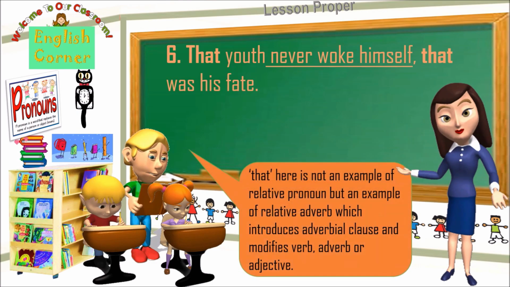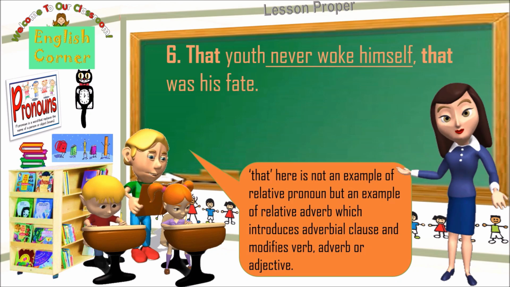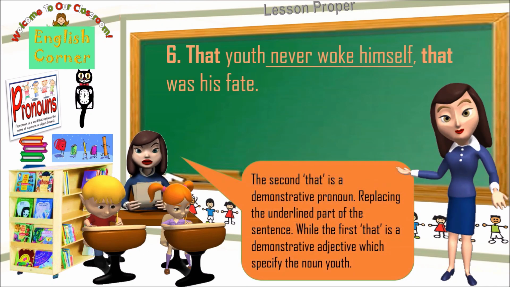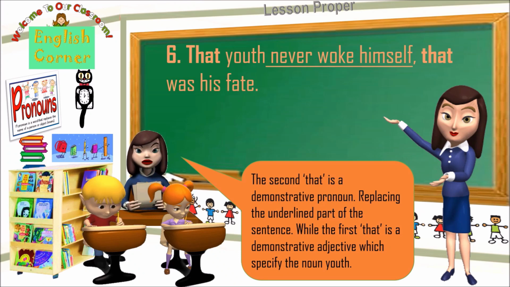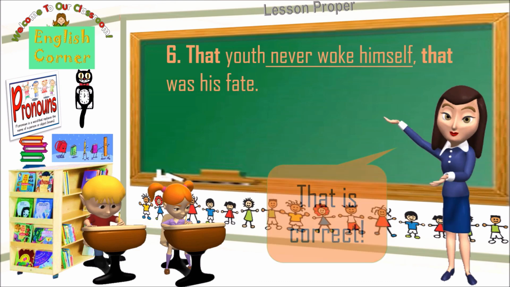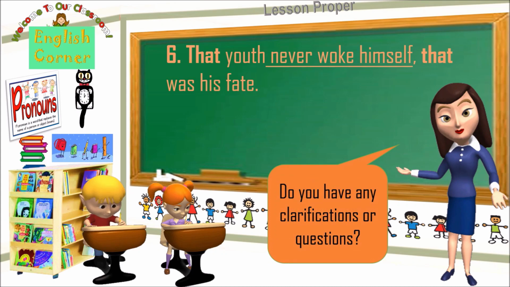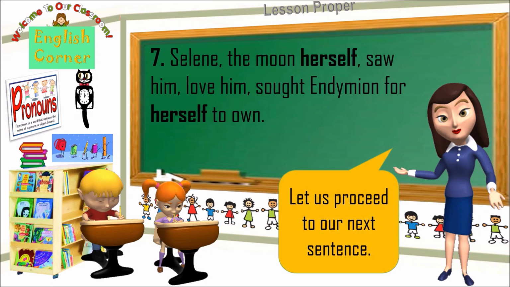That here is not an example of relative pronoun, but an example of relative adverb, which introduces adverbial clause and modifies verb, adverb, or adjective. The second that is a demonstrative pronoun, replacing the underlying part of the sentence, while the first that is a demonstrative adjective which specifies the noun youth. That is correct. Do you have any clarification or questions? None, teacher. Let us proceed to our next sentence.